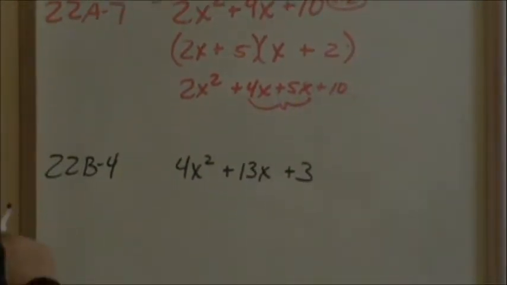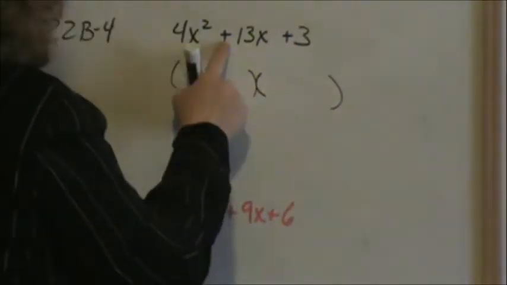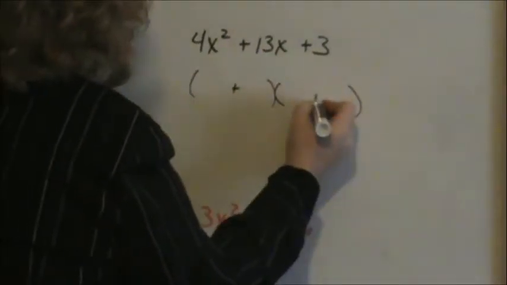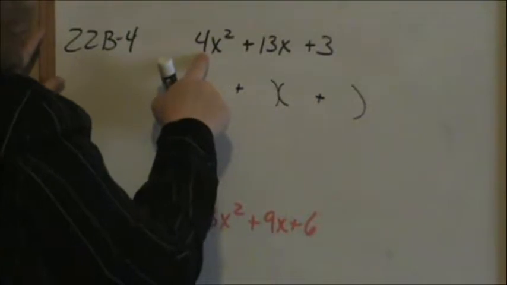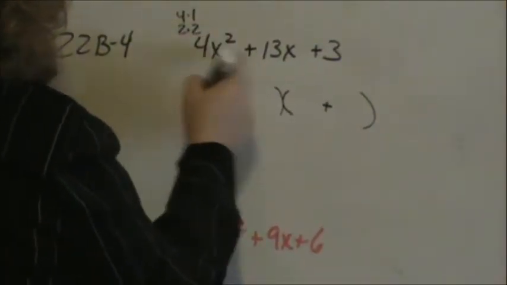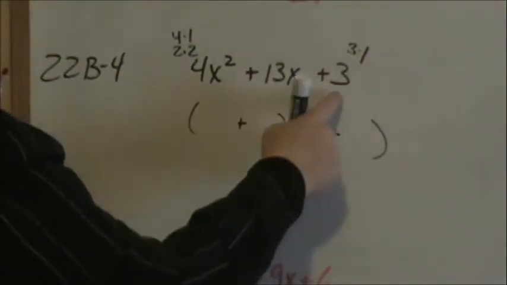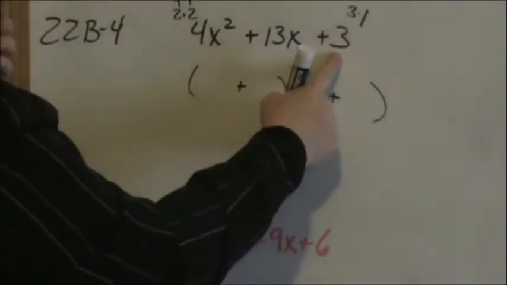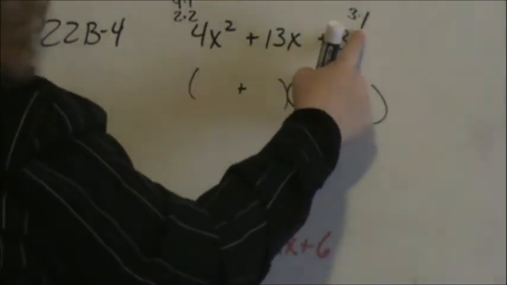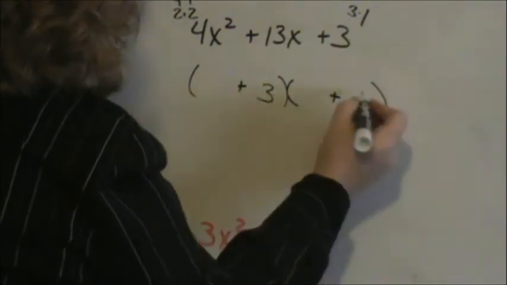Let's go to 22b, number 4. This will factor into two binomials. Positive, positive, which means I'm in a positive world. Let's look at the factors of 4: 4 times 1 and 2 times 2. Let's look at the factors of 3: 3 times 1. Since this is the one that only has one set of factors, I have no choice but to use 3 and 1. So I'm going to go ahead and put that in now.